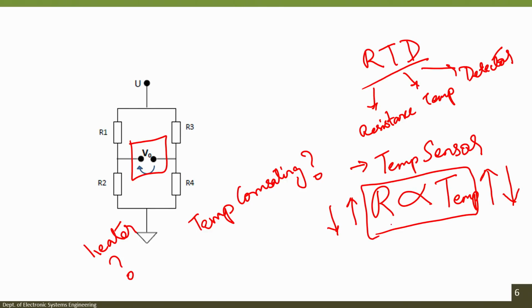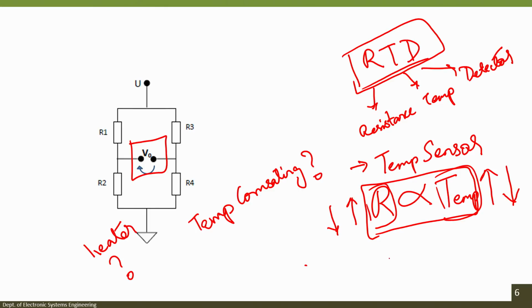So the choice of the type of RTD sensor plays an important role while you are studying an experiment about the hot wire anemometer. So by measuring the sensor's resistance, what can you achieve? You would indirectly be measuring the temperature, or vice versa.